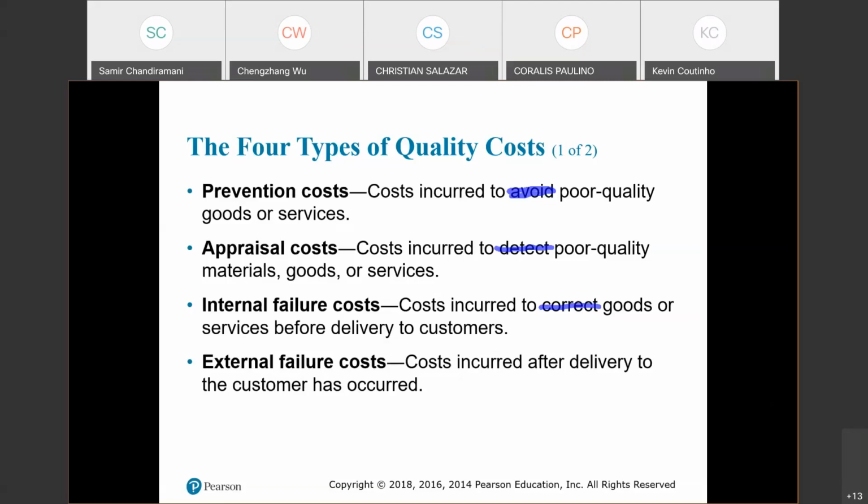And the last type, which is external failure costs, means the costs incurred after delivery to the customer has occurred. And of these four types of quality costs, the external failure costs are the most costly due to warranty cost and lost future sales.